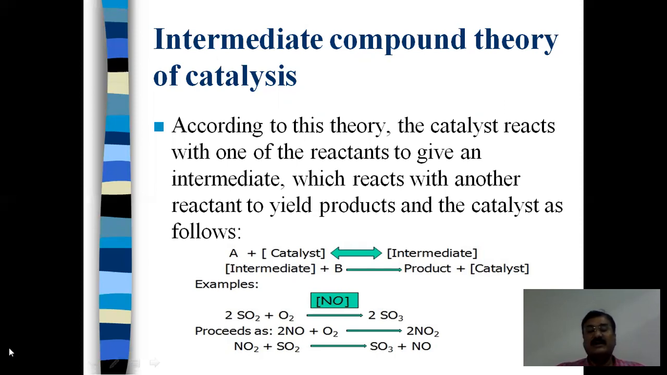Here is the example. 2SO2 plus O2 in presence of NO gives 2SO3, which proceeds in this way. 2NO plus O2 gives 2NO2. Then this 2NO2 plus SO2 in the second stage gets converted into SO3 plus NO.